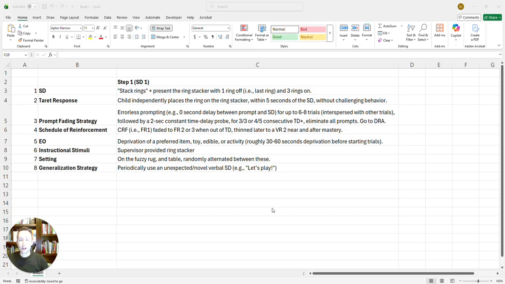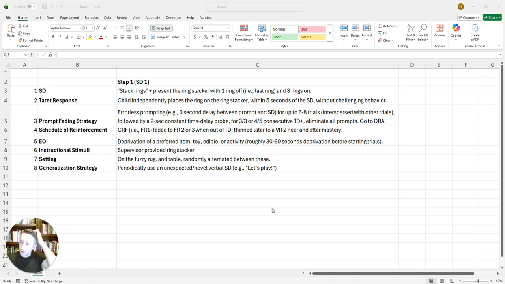Then as they gradually start to approach mastery, which generally is like 80, 90, 95, 100% correct per session or per day, you want to thin the schedule to a VR2, variable ratio 2, so on average every 2 correct responses are reinforced. So sometimes 1 response is reinforced, sometimes 3 responses, sometimes 2, sometimes 4, and so forth. You want to vary that across trials within a day, so on average every 2 responses are reinforced.